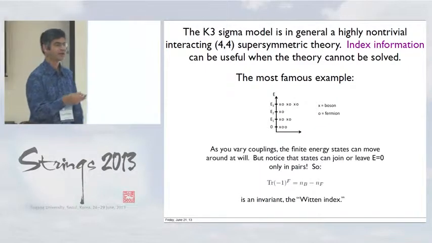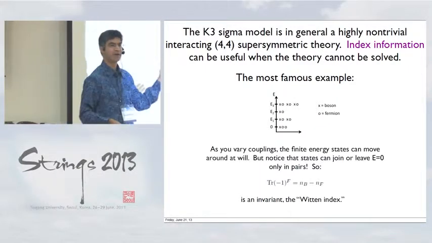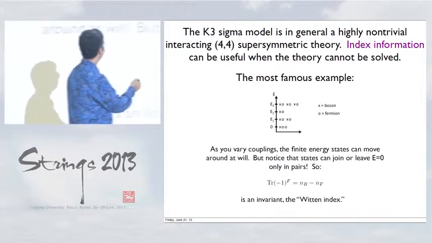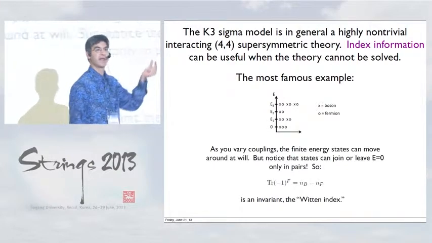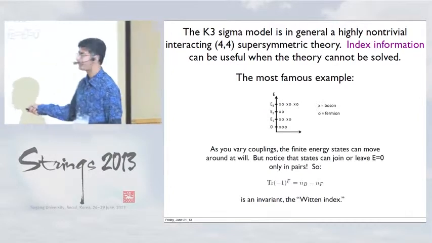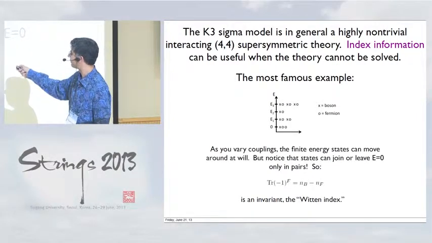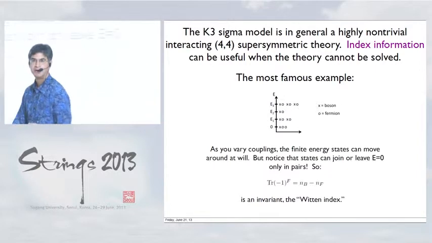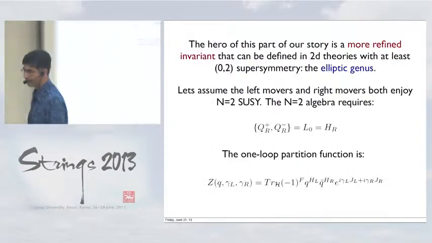On the other hand, as you move in parameter space in the theory, if the ground states are to be lifted, they must move up or down in energy in pairs. And therefore, the trace of (-1)^F gets only contributions from this lowest level, and it's an invariant, which in this case would be called the Witten index.